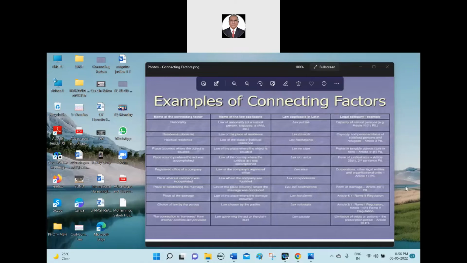We can use two terminologies. Number one, the place where the wrong is committed, we can say lex loci delicti, or the place where the damage happened, we can say lex loci damni. Spelling: L-E-X, space, L-O-C-I, D-A-M-N-I-S. Lex loci damni. And we already said in the law chart, damnum sine injuria and injuria sine damno. It is nothing but the damni. Lex loci damni. Repeat.